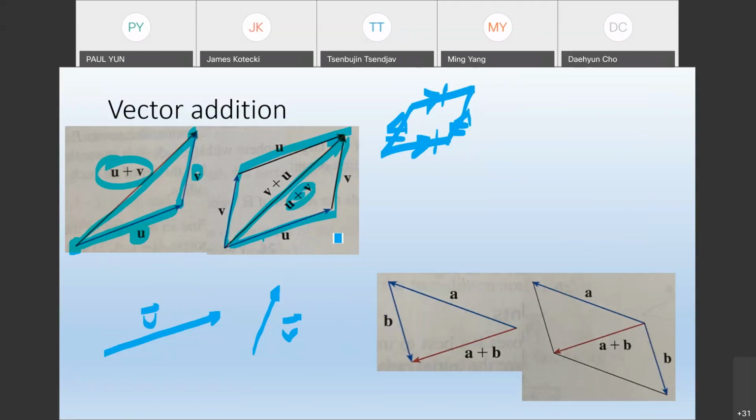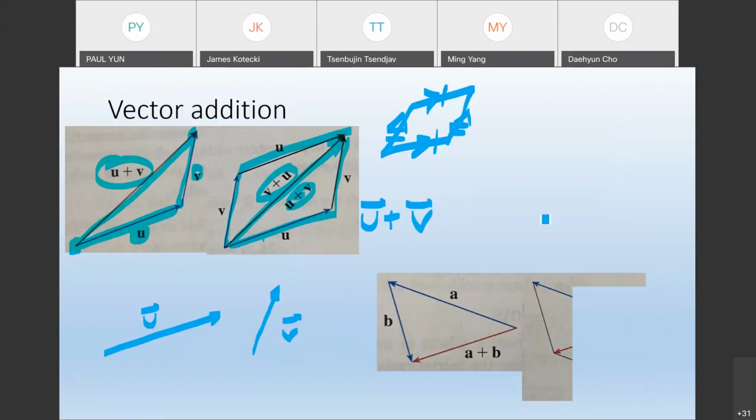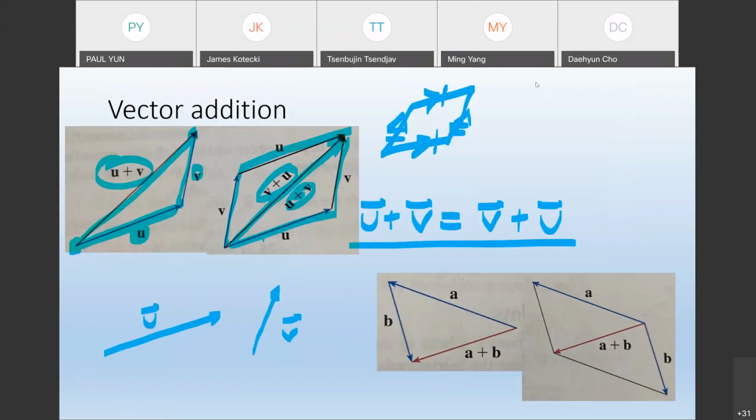So you realize what u plus v is, and v plus u. We know they're the same. We know that they commute, right? Okay. If you understand this, type yes, please.